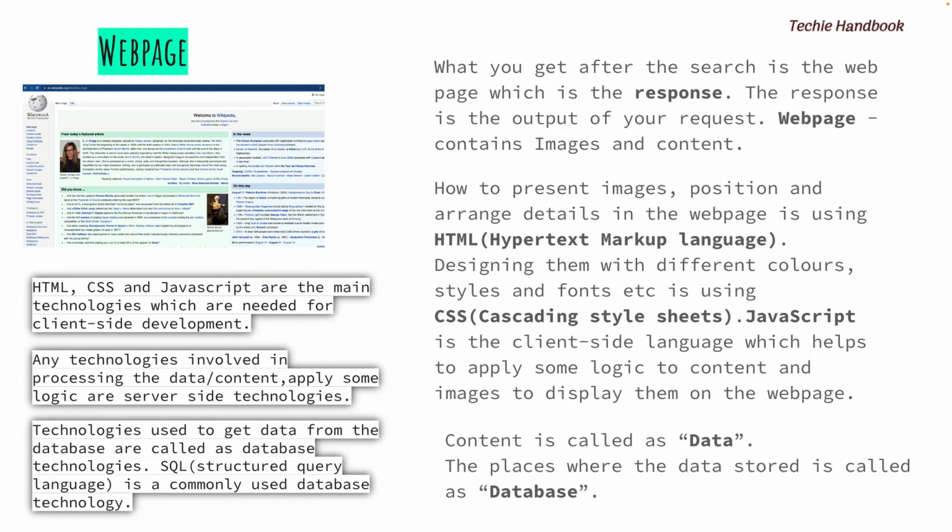Another important technology we use in web development nowadays is JavaScript. JavaScript is basically a programming language. It's a client-side programming language and it works with the browser. It helps to apply any logic if needed on content before it is presented in the web page.